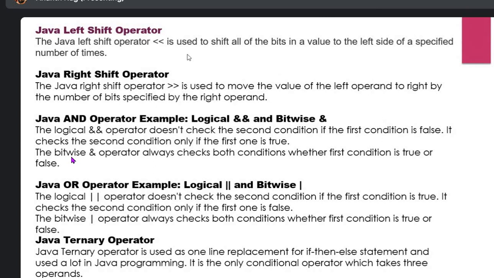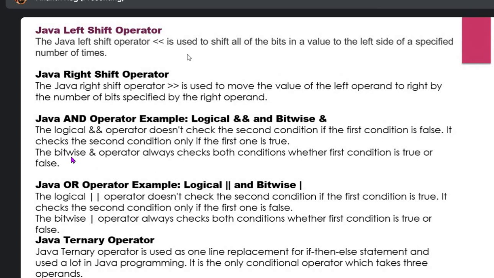The next one is the Java left shift operator. The Java left shift operator is used to shift all of the bits in a value to the left side a specified number of times. And the Java right shift operator is used to move the value of the left operand to the right by the number of bits specified by the right operand. So here we will be considering it as 2 to the power of, for left shift or right shift operator.